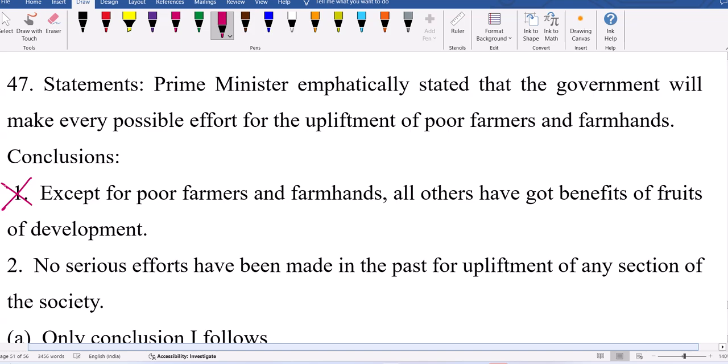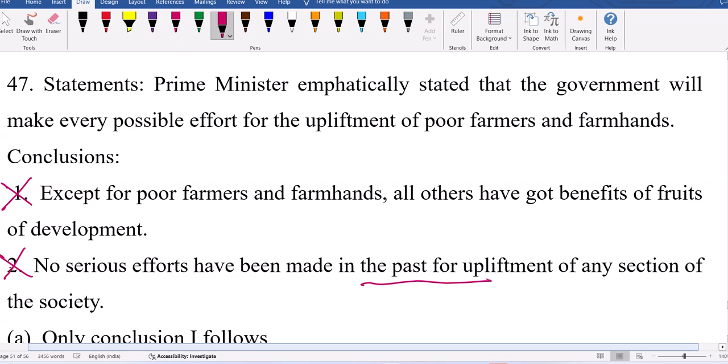It's not about remaining people getting development efforts. Conclusion two: no serious efforts have been made in the past. They didn't discuss the past either, right? So the conclusion is definitely true. We cannot assume maybe previous people have not done, these people are doing now. That we cannot say. Related to the past, there is no discussion there. And related to other people being benefited, they didn't mention that.